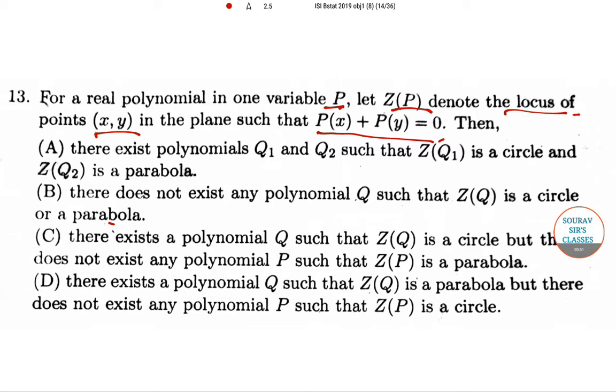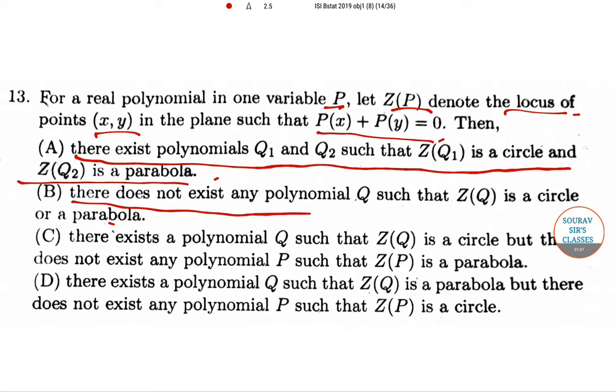Option A. There exist polynomials q1 and q2 such that Zq1 is a circle and Zq2 is a parabola. Option B. There does not exist any polynomial q such that Zq is a circle or a parabola.